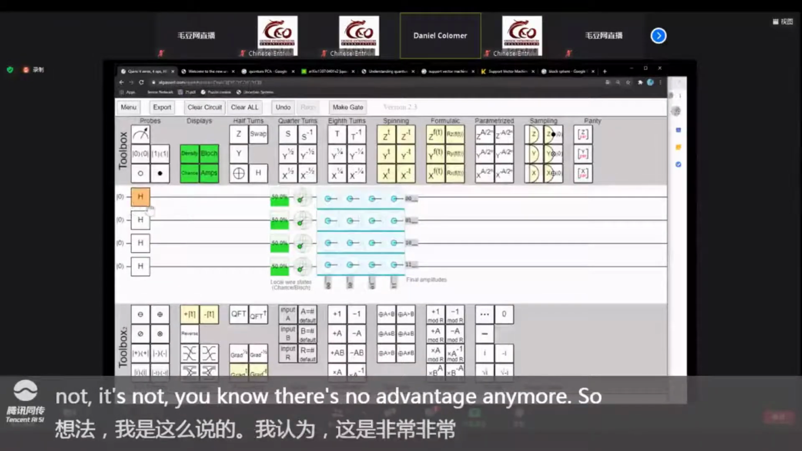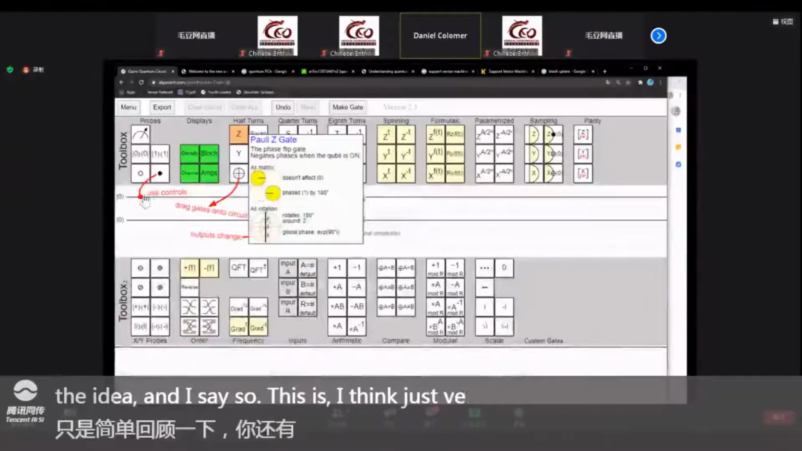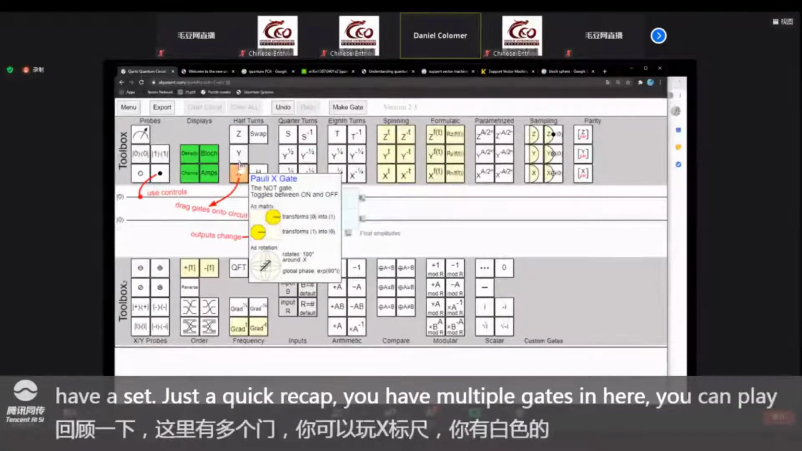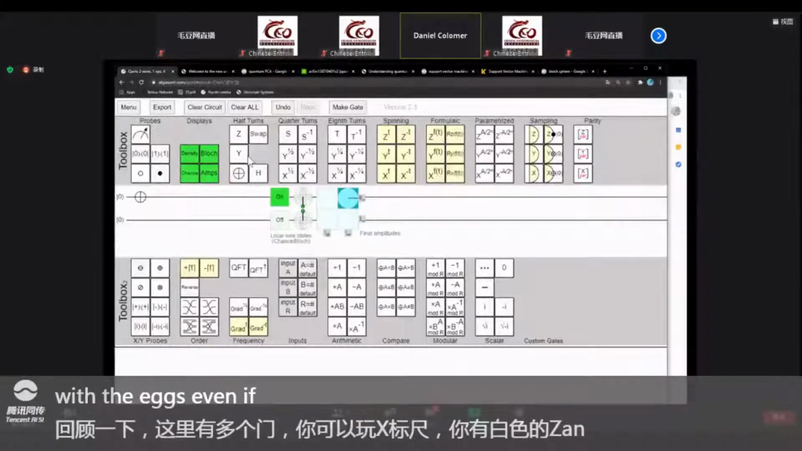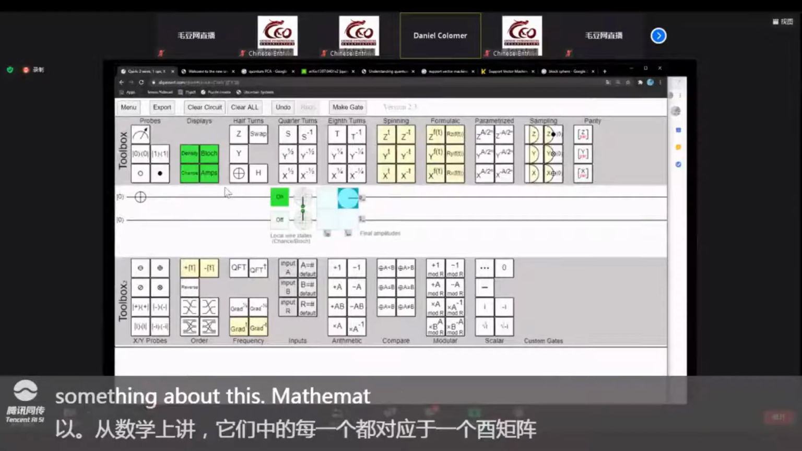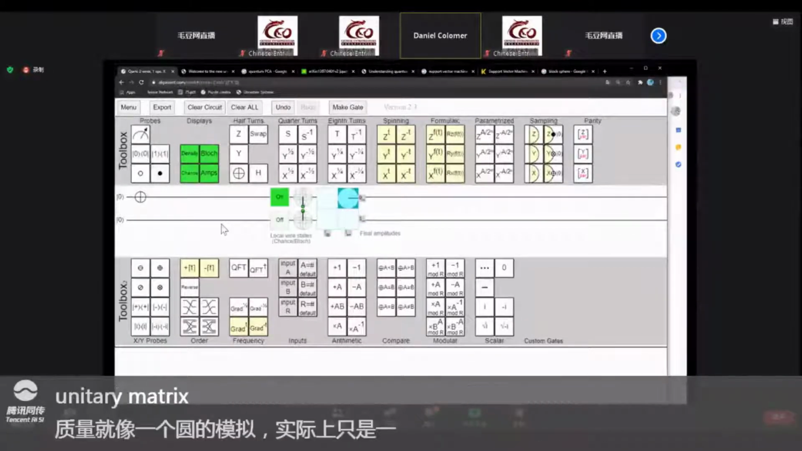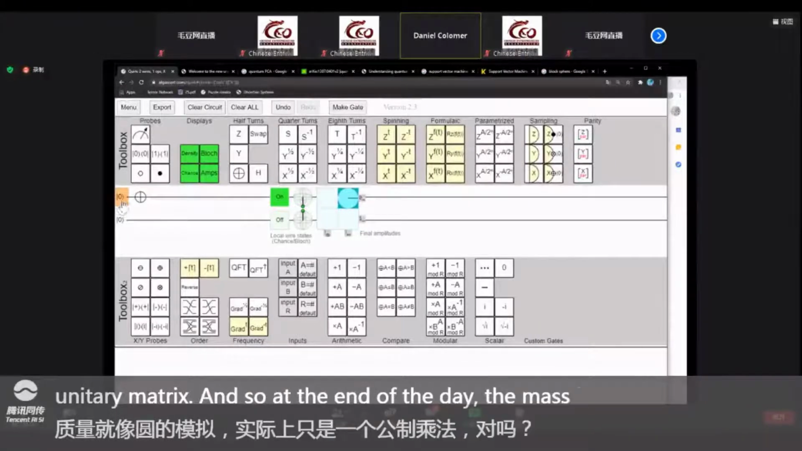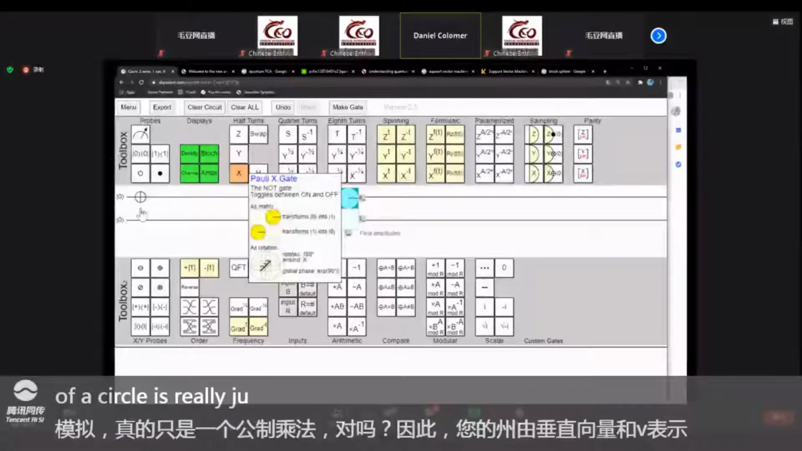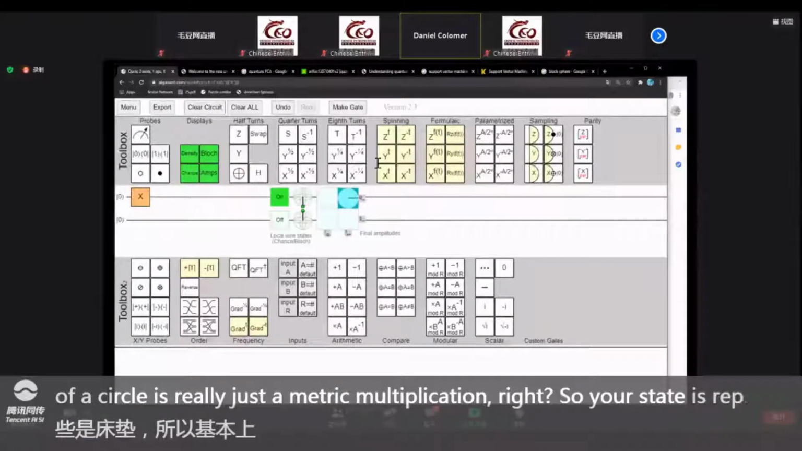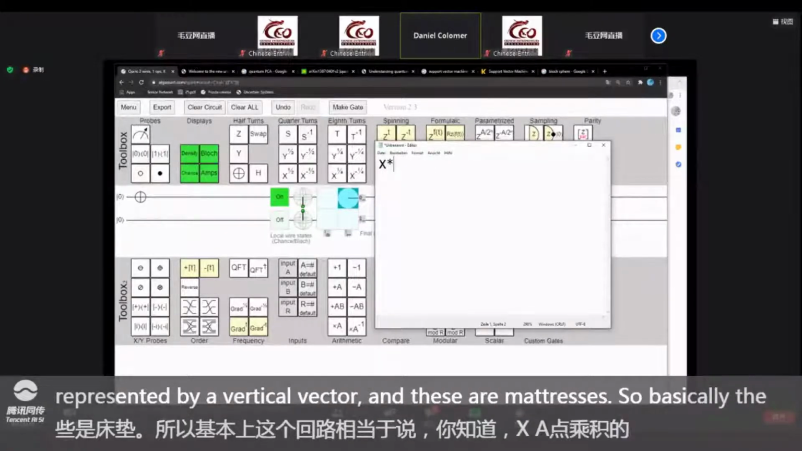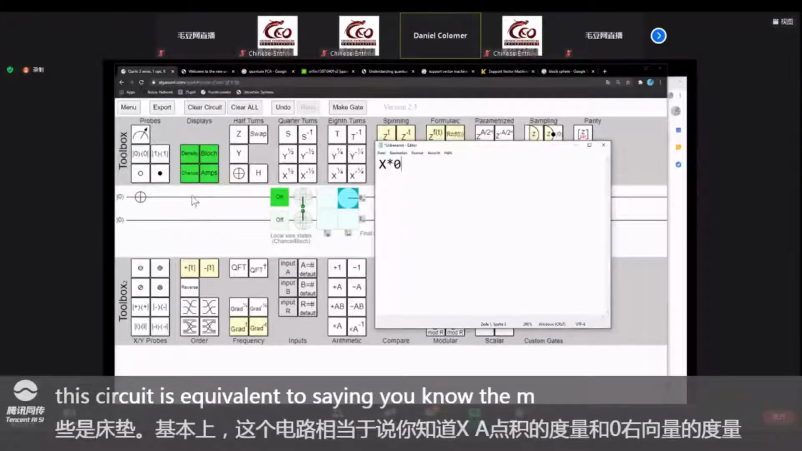And so this is just the very basics of these. Just a quick recap, you have multiple gates in here that you can play with. The X gate, you have the Y gate, the Z gate. They all have their own different effects, and if you like thinking about this mathematically, each of these gates corresponds to a unitary matrix. And so at the end of the day, the simulation of a circuit is really just a matrix multiplication, right? So your state is represented by a vertical vector, and these are matrices. So basically, this circuit is equivalent to saying, the matrix for X dot product the vector for 0, right? And that gives you the state of this whole thing.